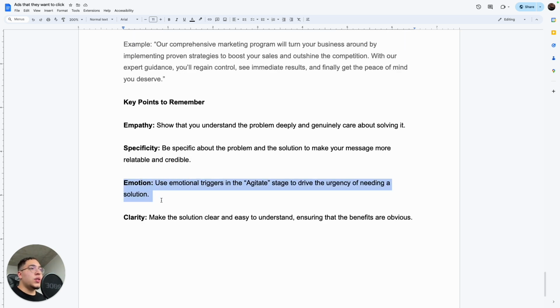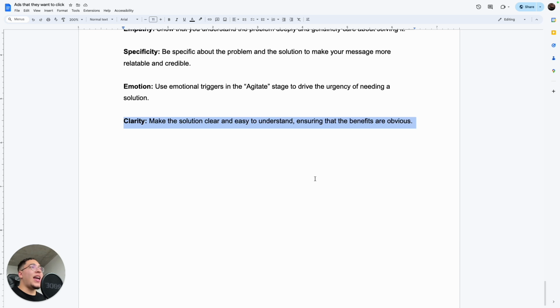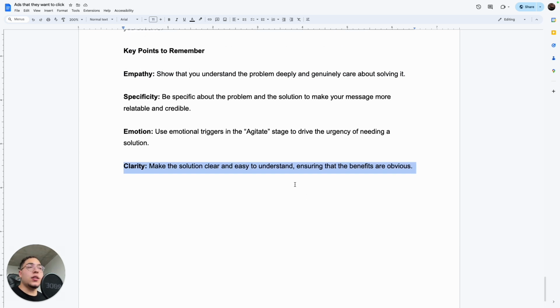Third point is using emotion. Like I mentioned, clarity is extremely important, specifically in the call to action, because if people are confused about what to do next, they won't take action.